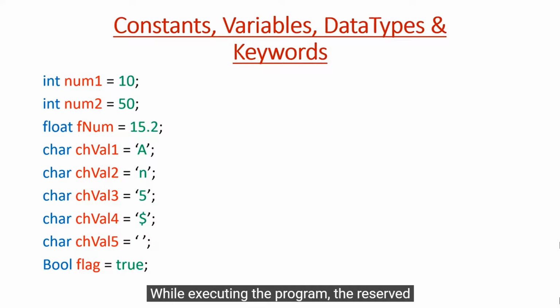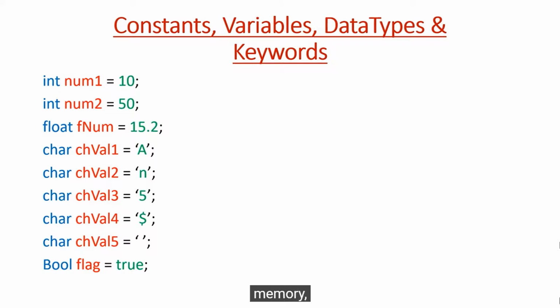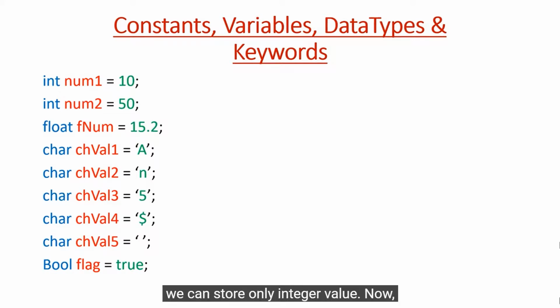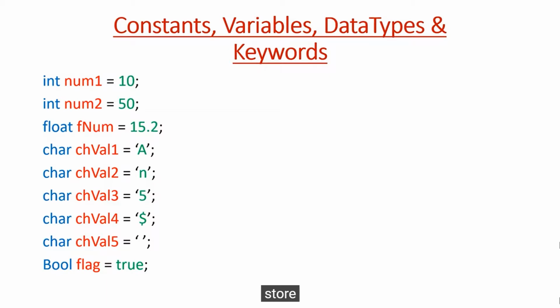While executing the program, the resulting block of memory will be integer type. That means in that block of memory, we can store only integer value. Now we are storing 10 in that block of memory. Similarly, int num2 assigns 50. Then float fnum assigns 15.2. So here, float is a keyword and fnum is a block of memory which is a float type, and where we can store constant which is 15.2.